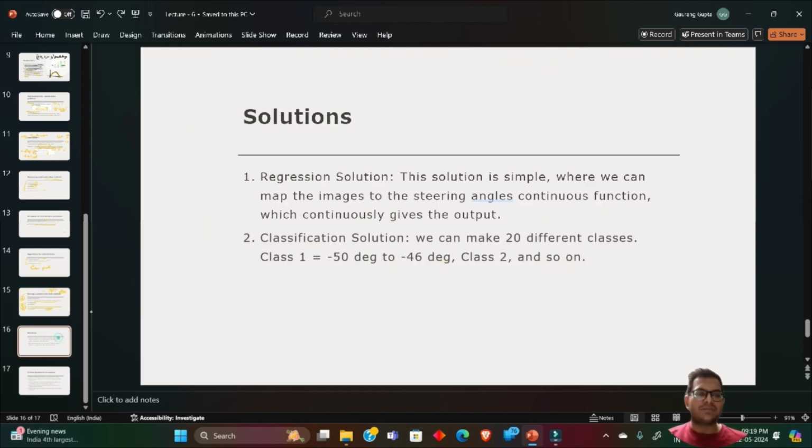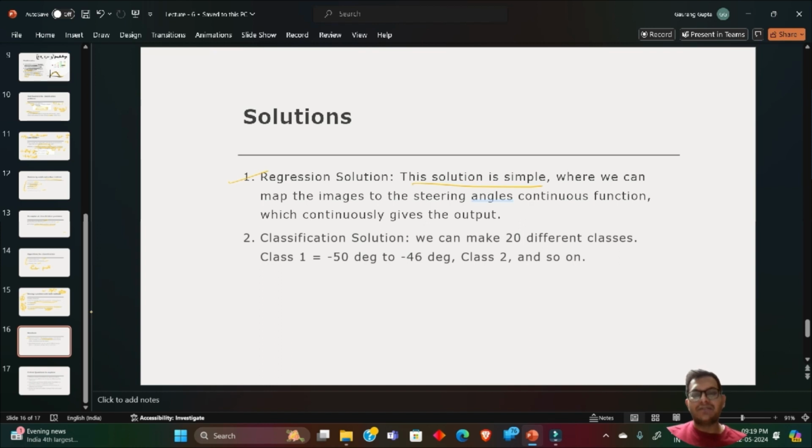So how will you solve this problem? The first approach is the regression approach. This is actually a very simple approach. In this, you will map different steering images to different steering angles in a continuous function, which will give you a continuous output.